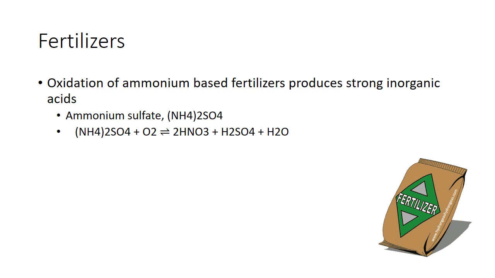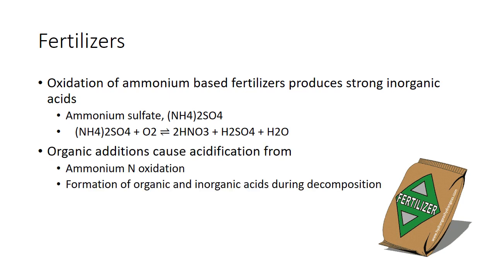Here we have ammonium and sulfate, and when that's combined with oxygen, we end up with 2 moles of HNO3, which is nitric acid, a mole of H2SO4, which is sulfuric acid, and water. So that's just one example of how we get both nitric and sulfuric acid being produced by adding ammonium sulfate. That would be one way we can acidify soils.